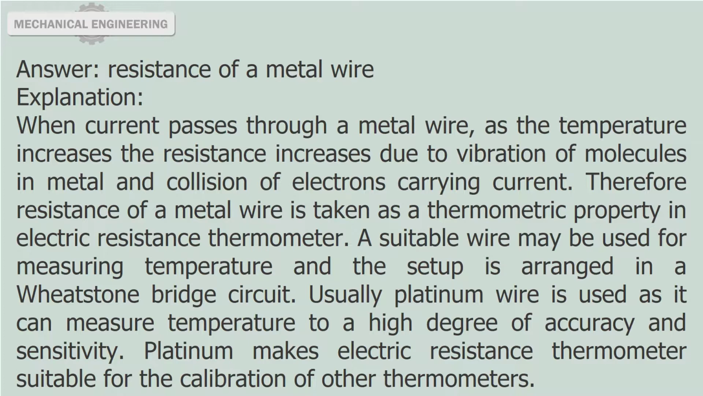Explanation: when current passes through a metal wire, as the temperature increases, the resistance increases due to vibration of molecules in the metal and collision of electrons carrying current. Therefore, resistance of a metal wire is taken as the thermometric property in an electric resistance thermometer. A suitable wire may be used for measuring temperature, and the setup is arranged in a Wheatstone bridge circuit. Usually platinum wire is used as it can measure temperature to a high degree of accuracy and sensitivity. Platinum makes electric resistance thermometers suitable for the calibration of other thermometers.